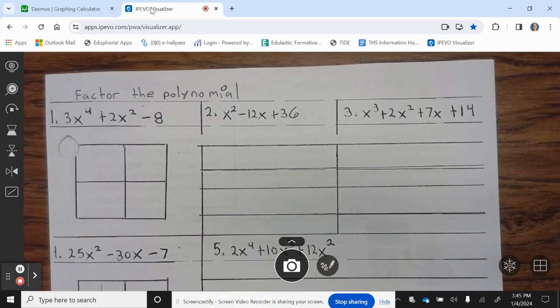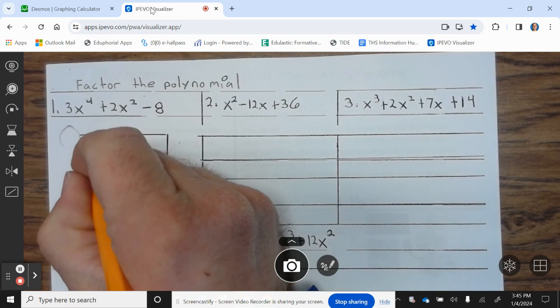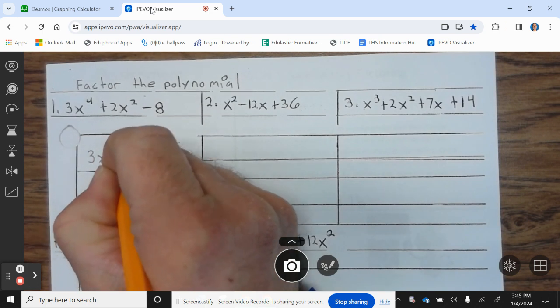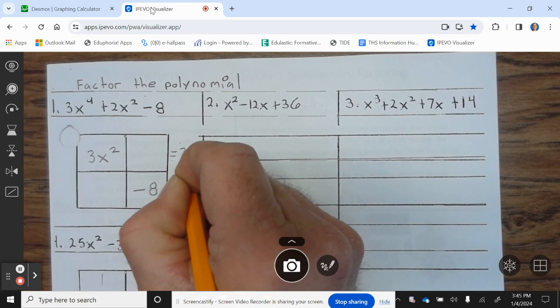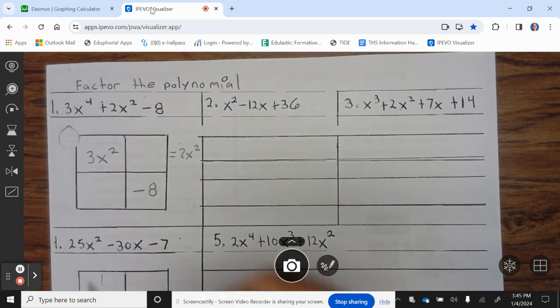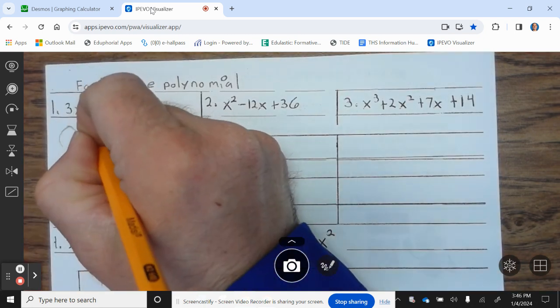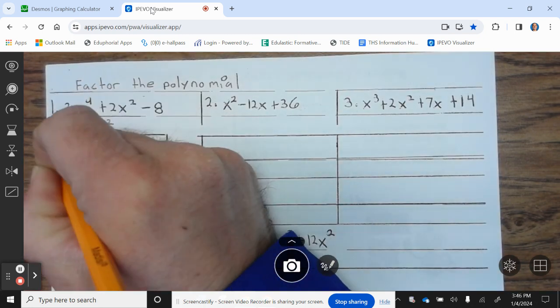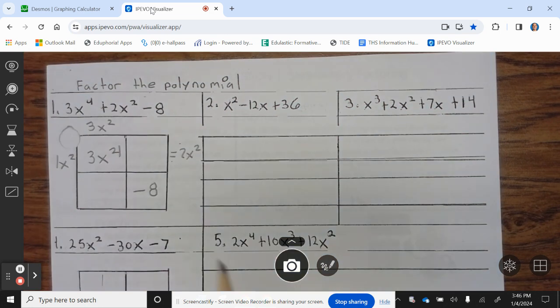All right, factor the polynomial. So, first term, 3x squared. Last term, negative 8. And these need to combine to be 2x squared. Now, 3x to the fourth. Now, to get 3x to the fourth, we can use 3x squared and 1x squared. Now we need to figure out what combinations multiply to give you negative 8. The only combination is negative 1 and 8 and 1 and negative 8.